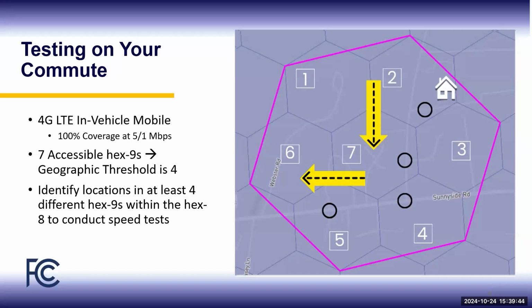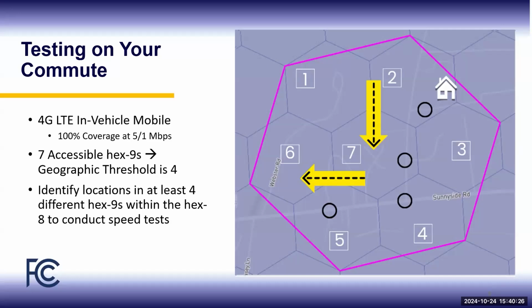Now, let's compare the tests collected to the 3 thresholds that must be met: geographic, temporal, and testing. Because the provider claims to cover 100% of the area, and the Hex 8 has roads in every Hex 9, we must conduct speed tests in at least 4 of the 7 child Hex 9s, because all 7 Hex 9s are accessible. We have numbered each of the 7 child Hex 9s in the Hex 8 so we can refer to them in this presentation. As you can see, by driving along your normal route, tests were run in 4 different Hex 9s, meeting the geographic threshold.